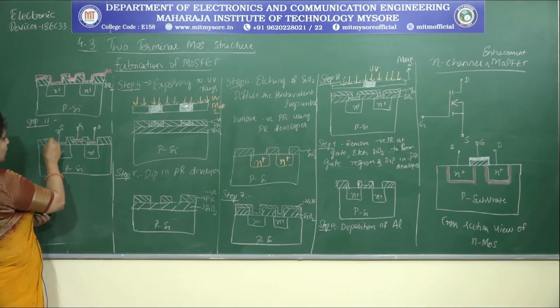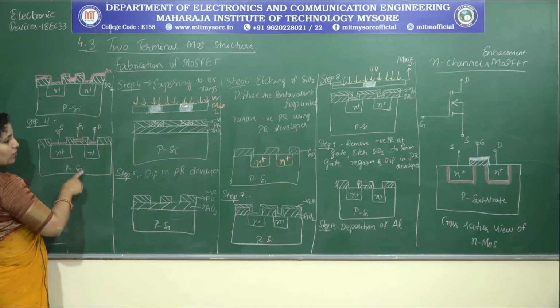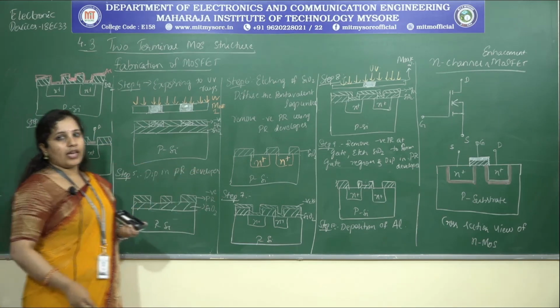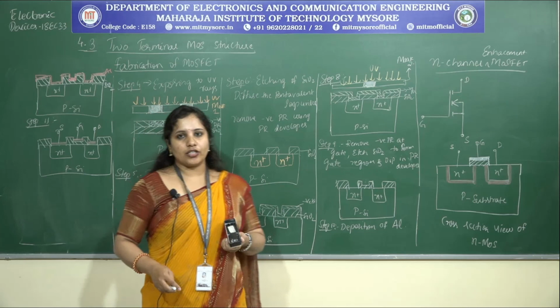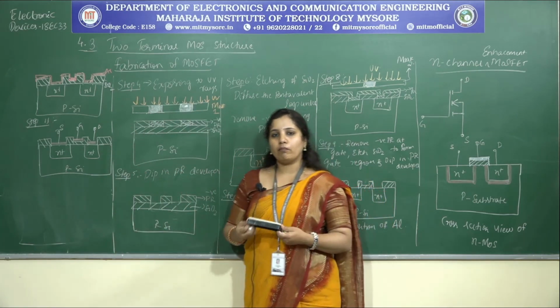What is it that I am doing? I am etching the aluminum wherever it is not required, and wherever I want to make a contact, only there I will be keeping the aluminum, and this forms the typical structure of the N MOSFET that I considered, and these are the steps that I have to follow in order to fabricate a MOSFET.